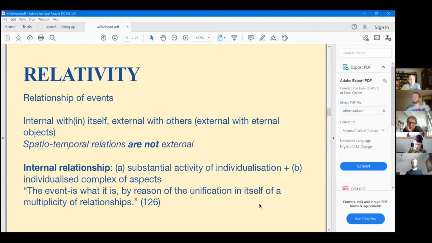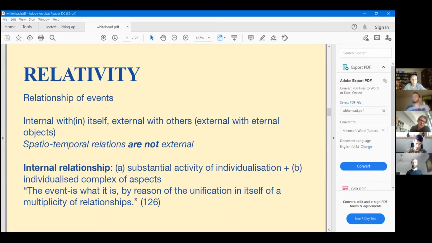Out of this first incomprehensible passage about the sets of events, I think flows this discussion about the relationships that one can find in an event. And basically, these relationships are internal and external. Internal are the relationships that it forms with itself and within itself, between aspects. External are those that it forms with other events and actually also eternal objects. As already stated, spatio-temporal relations are not external. As we're going to see quite soon, they demand a certain duration, you will say.